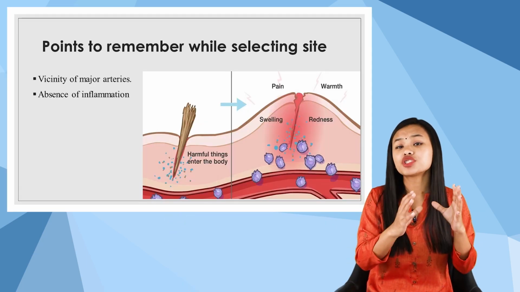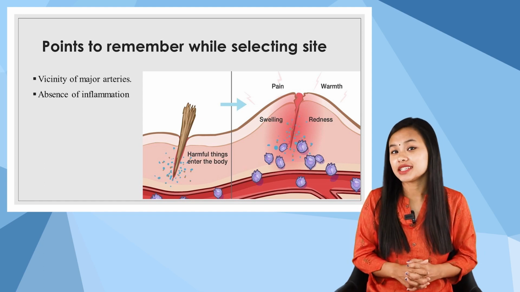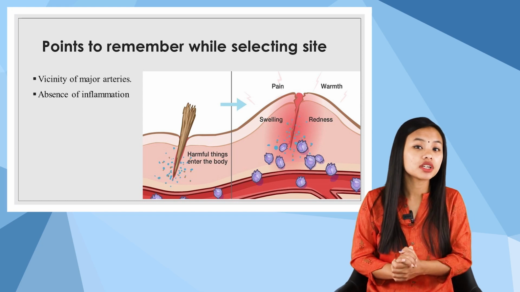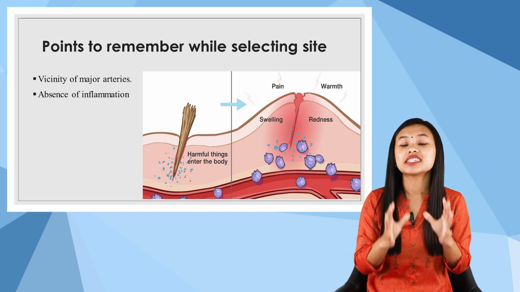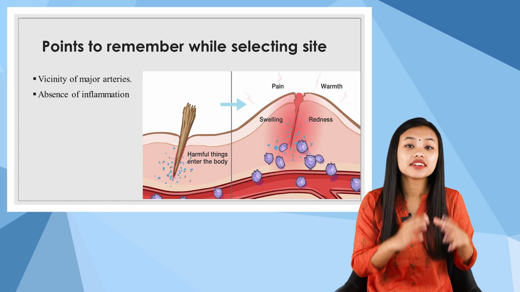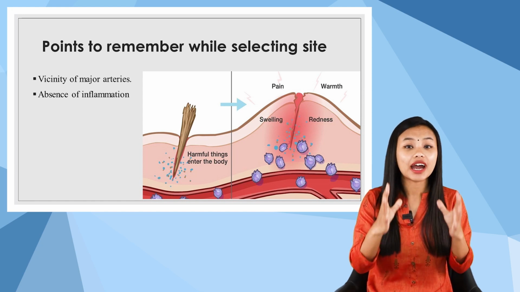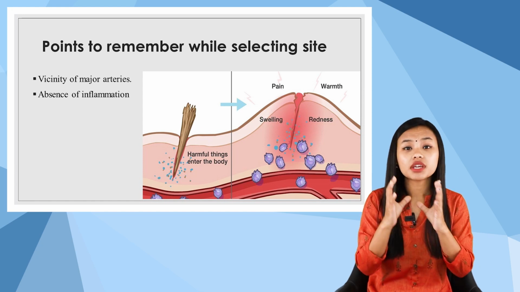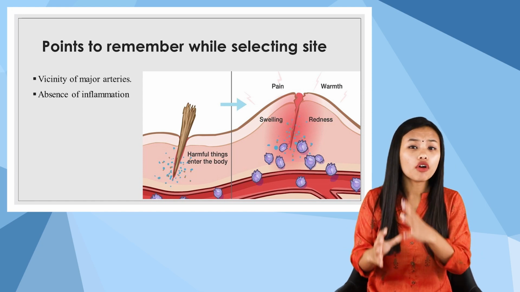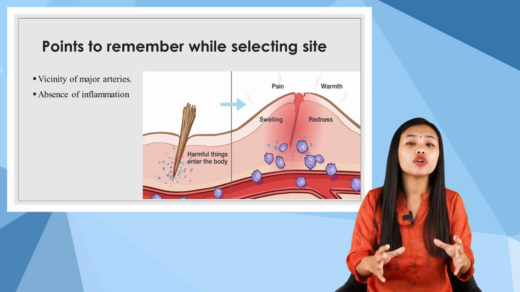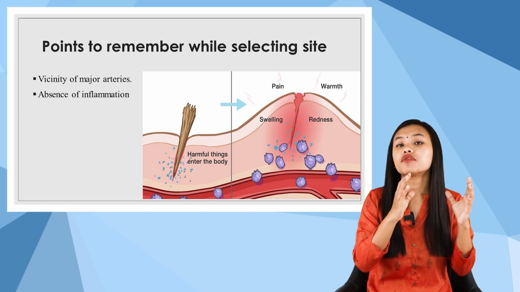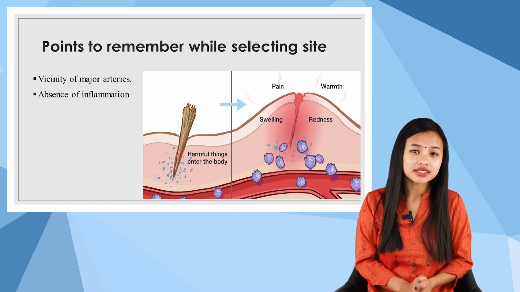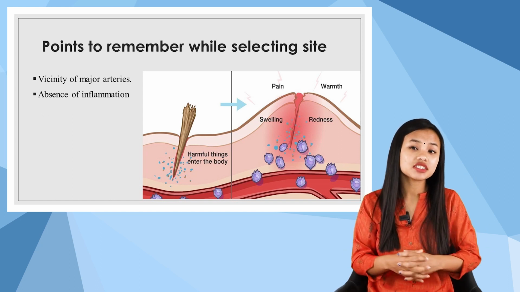Now moving on to the next, we will be discussing the points which the nurse needs to remember while selecting the site for assessing the body temperature. The first thing the nurse must keep in mind is the vicinity of the major arteries, because the arterial temperature gives an accurate reading of the total body temperature. That is why, before you select the site, you need to check the vicinity of the major artery.